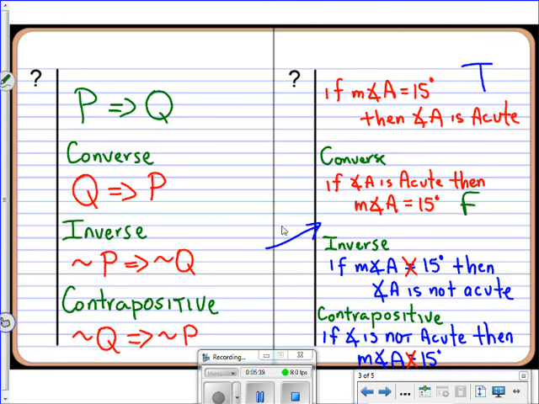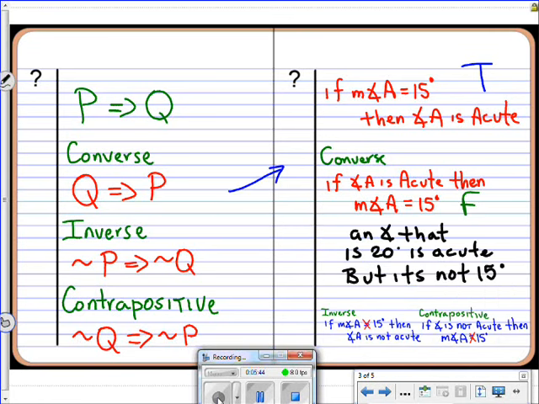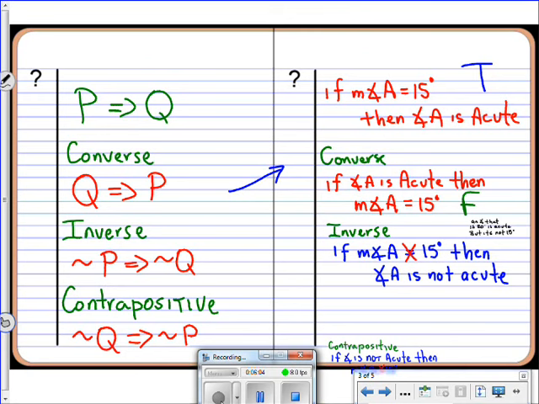Now since I wrote it's a false statement, I have to write a counterexample. So there's my counterexample. An angle that is 20 degrees is an acute angle, but it's not 15 degrees. Okay, so I gave an example of an acute angle, 20 degrees, but it's not equal to 15. Obviously. All right, let me shrink things down and make some things bigger to get to our next point. So the next one, inverse. If angle A is not equal to 15, then it's not an acute angle. Well, let's see if we can come up with a counterexample of that, because that's definitely false.